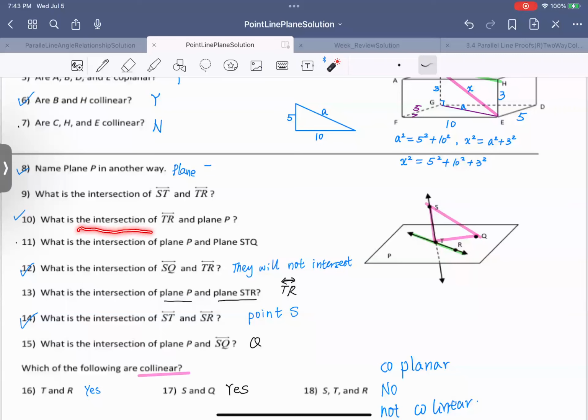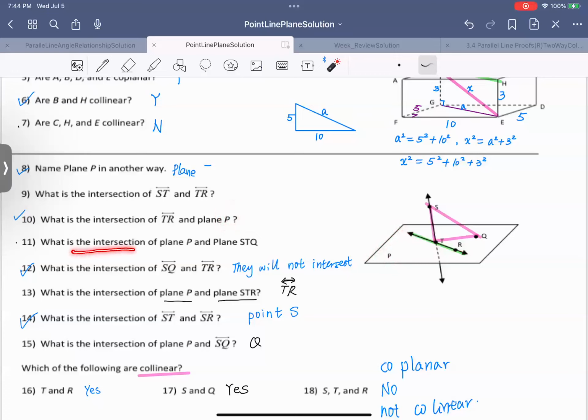Next one. One more, please. Katie, keep going. What is the intersection of TR and plane P? Yes. This line is within this plane. And yes, their crossing is exactly this line. Make sense? TR. We use 2 points to represent a straight line. We can use one capital letter to represent a plane. Okay?